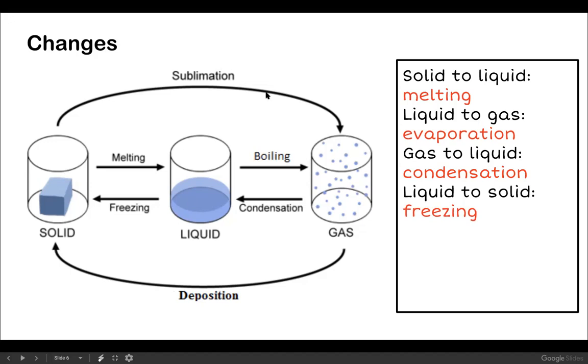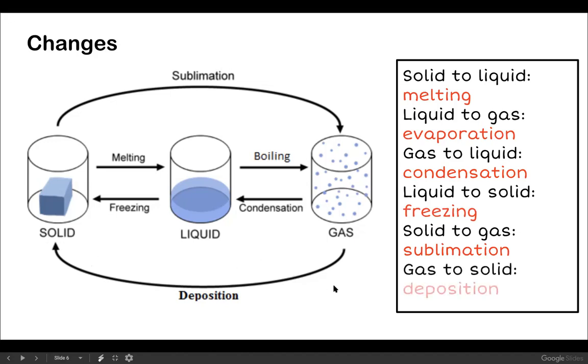Now there are a couple of rare state changes. It is possible for a solid to completely skip over the liquid state and go straight to being a gas. And that is called sublimation. The opposite of that, if you have a gas that skips right over the liquid state and goes into a solid form, it is called deposition.